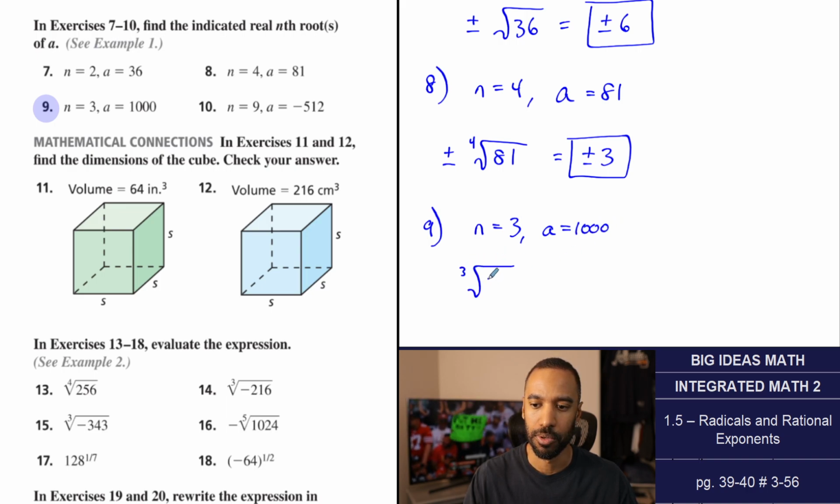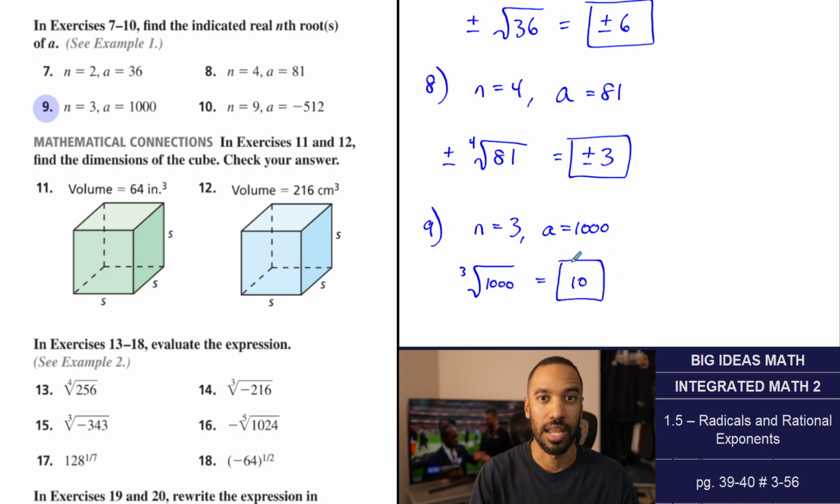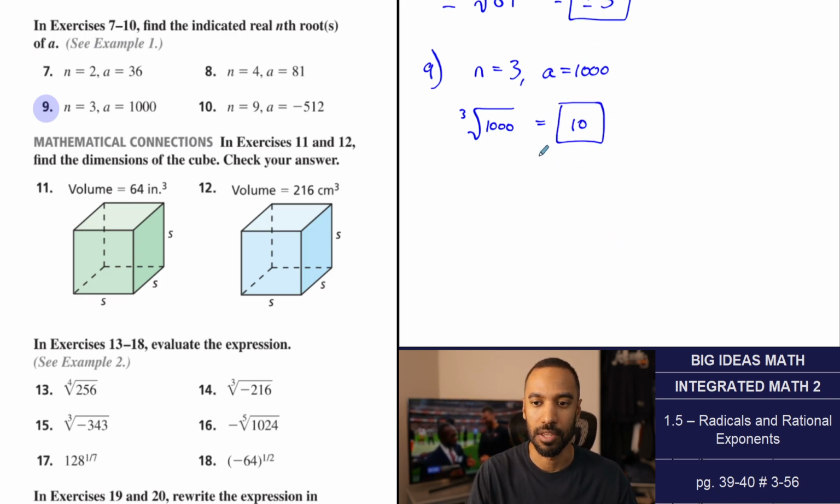So let's take the cube root of 1,000, and that is just 10. It's not negative 10, because negative 10 cubed is negative 1,000. As we have an odd root, that's what's going to happen.